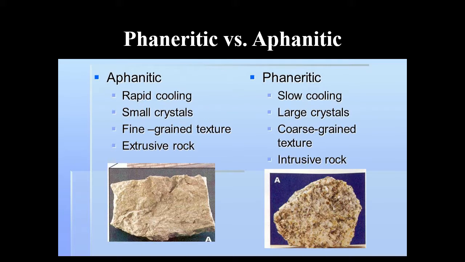And once again, aphanitic and phaneritic. Aphanitic rocks cool rapidly and form small crystals. They have a very fine-grained texture. They are formed from extrusive rocks that are formed on top of the earth. Where phaneritic rocks cool much more slowly and form large crystals. They're referred to as coarse crystal grains, and they form intrusive rocks. So go ahead and take a minute and write all that down if you haven't already. And then we'll move on.